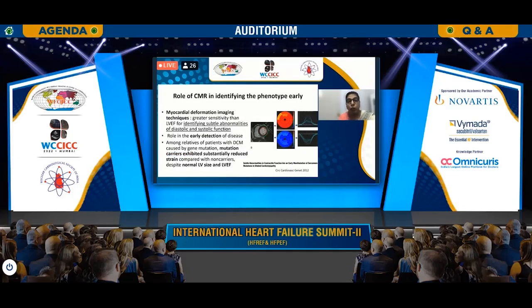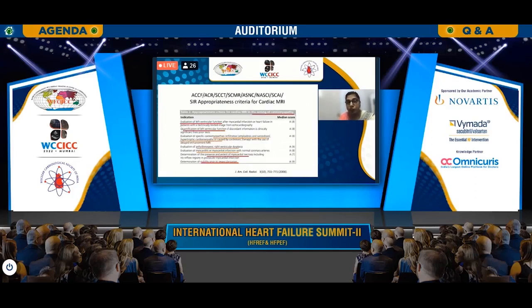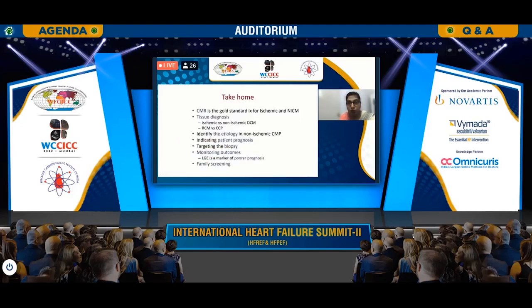Strain mapping can be done to pick up subtle abnormalities in patients who have maintained systolic and diastolic function. So in carriers specifically, we can do strain mapping. So this is a paper in 2006 which mentioned that for all these patients of cardiomyopathy, MRI is the way to go. And now we have even parametric mapping, so the data is even more robust.